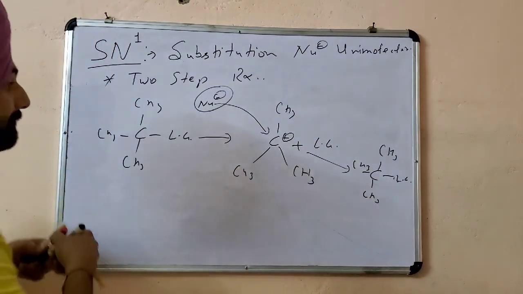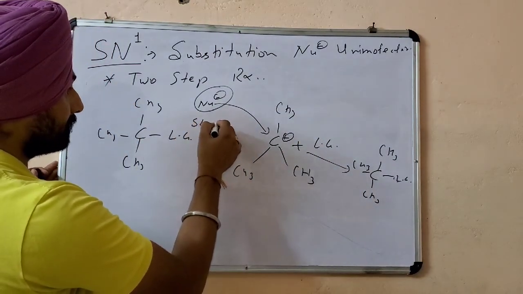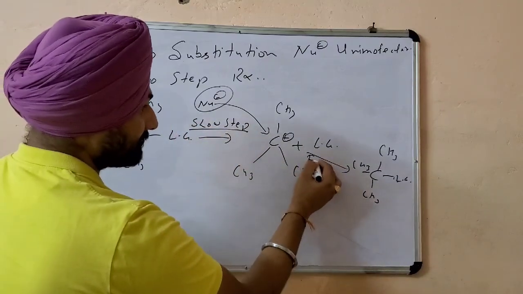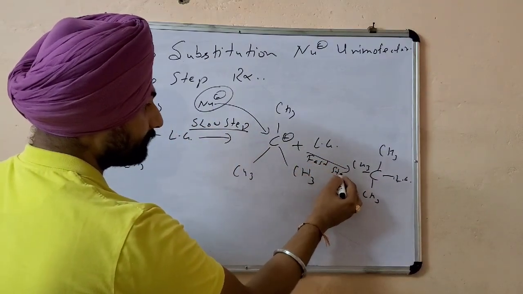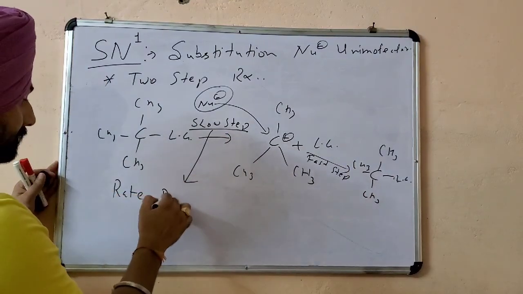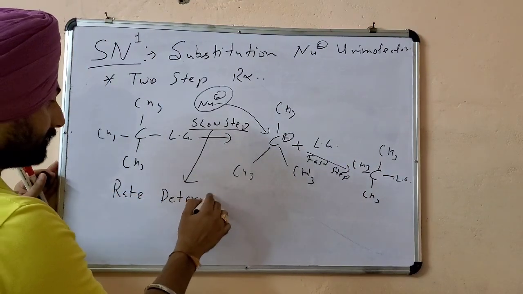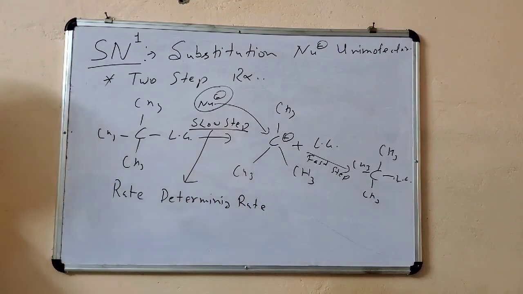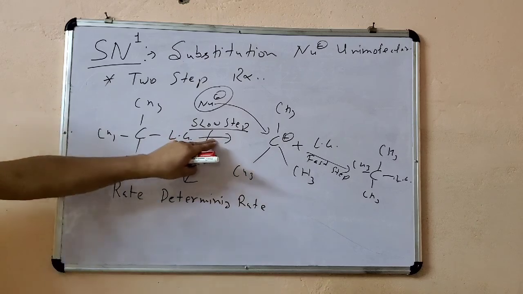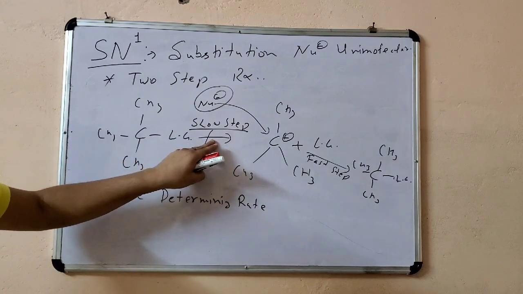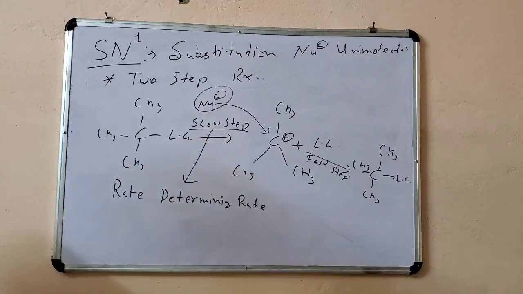The first step is always a slow step, right? The second step is a fast step. This slow step is the rate determining step. This step determines the rate of the reaction. What is the rate of reaction? That is determined by this first step, right? So this is our SN1 mechanism.